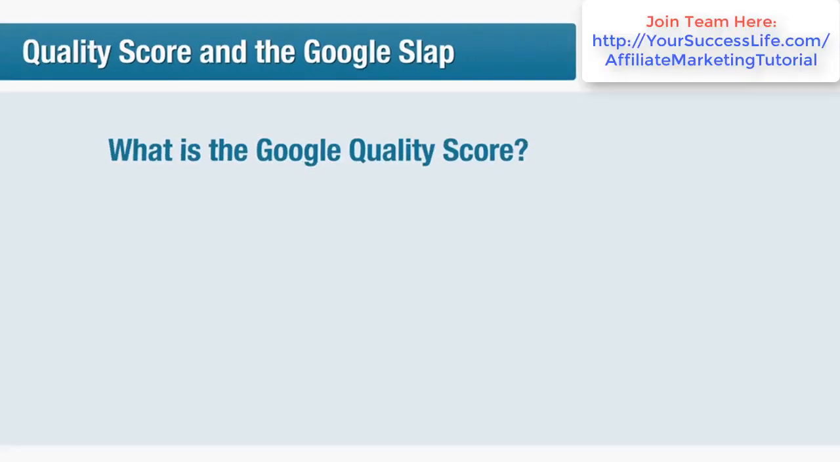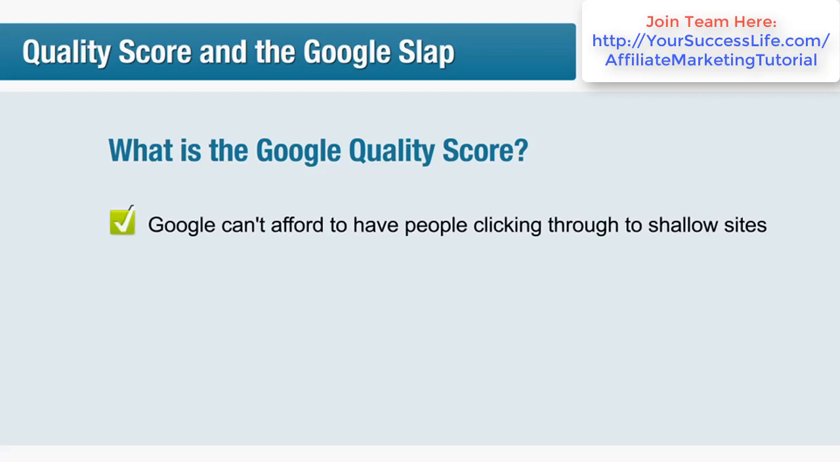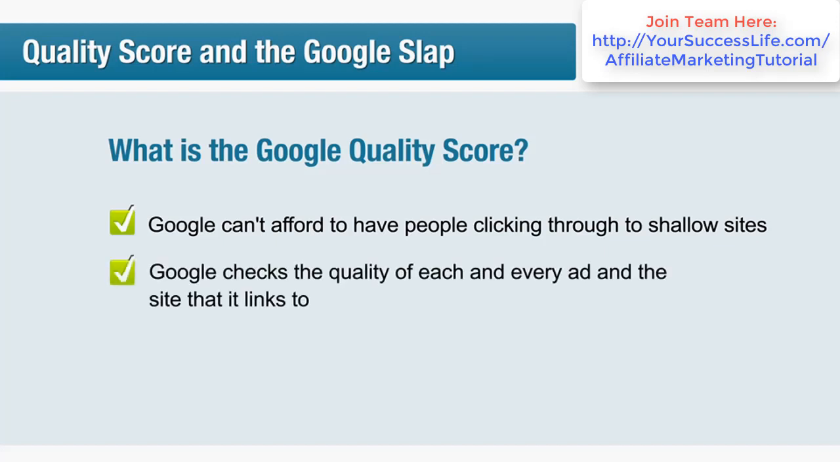Google's reputation rests on its ability to match users with the best and most relevant content for whatever they're looking for. So they can't afford to have people clicking through to shallow sites or put off by trashy ads. Otherwise, the whole system would quickly crumble and both Google and advertisers would lose out. To ensure people who click on ads have a positive experience, Google checks the quality of each and every ad and the site that it links to.